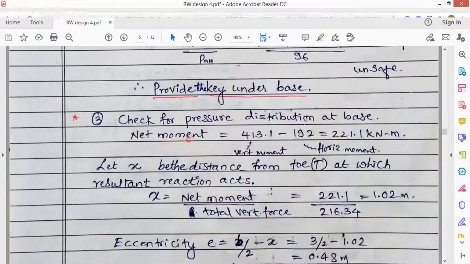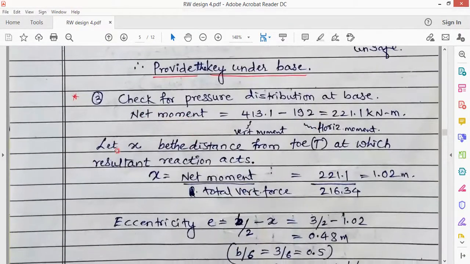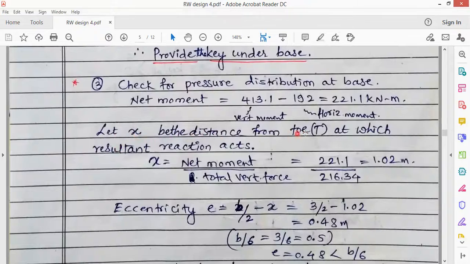So initially I will calculate the net moment, then I will consider x distance from the toe point T at which the resultant reaction acts. The resultant reaction will act at a distance x from the T. So x is equal to net moment divided by total vertical forces, because this is again a vertical force.